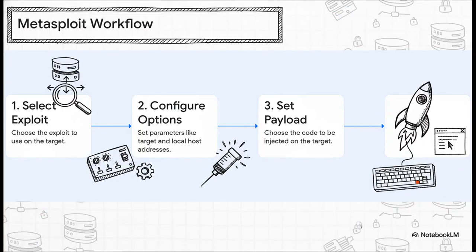And actually, using Metasploit follows this super logical, almost recipe-like workflow. Step 1, you pick your exploit. That's the key. Step 2, you tell it who the target is. Step 3, you set your payload. That's what you want to do once you're inside. And step 4, you hit run.